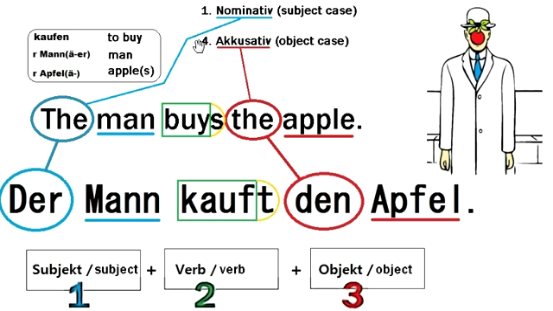And this is the second most important case. The object case is called accusative. So den would be the accusative article.